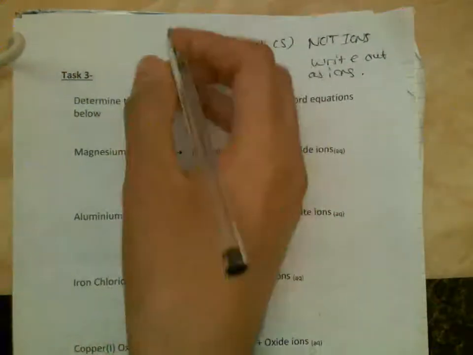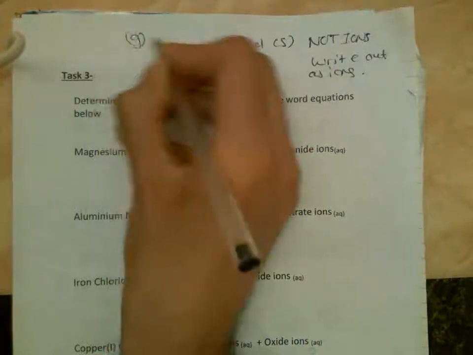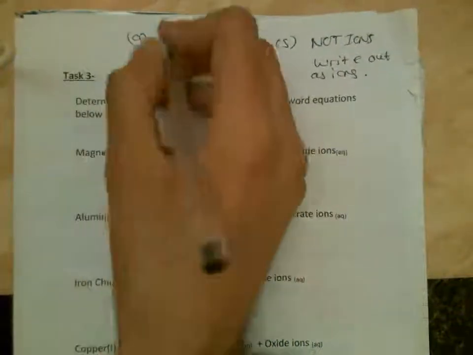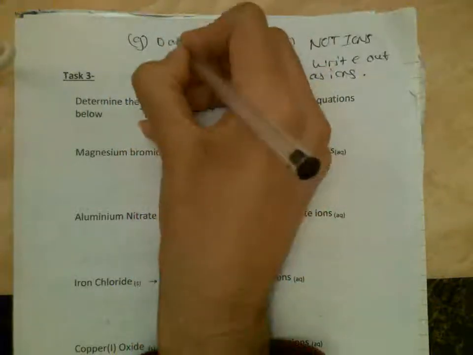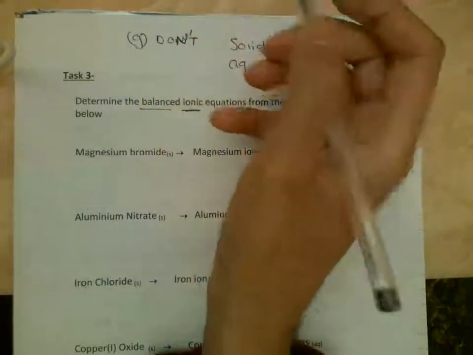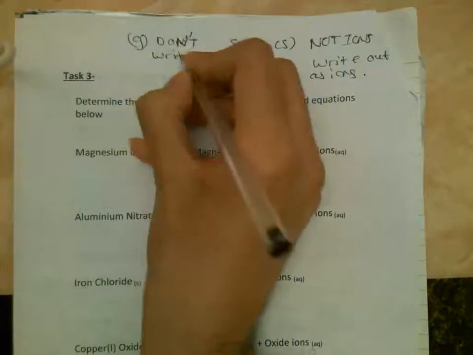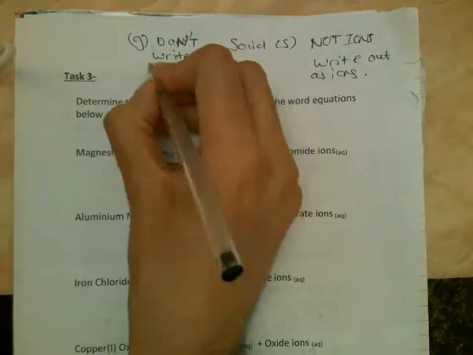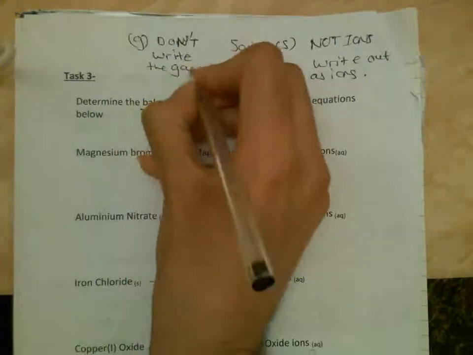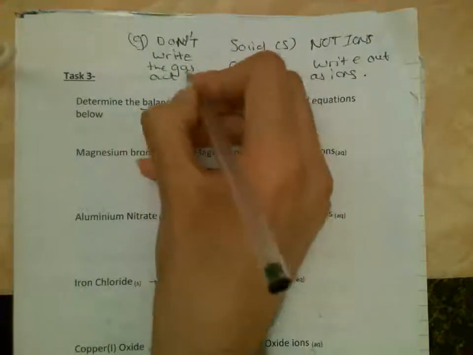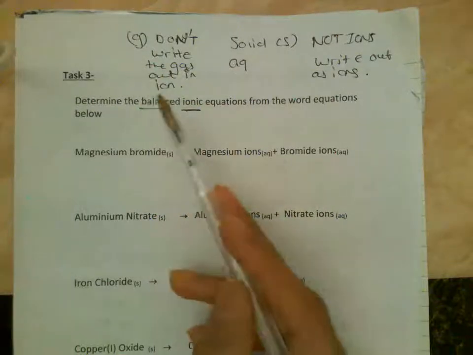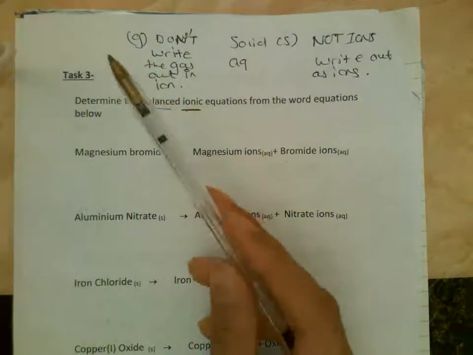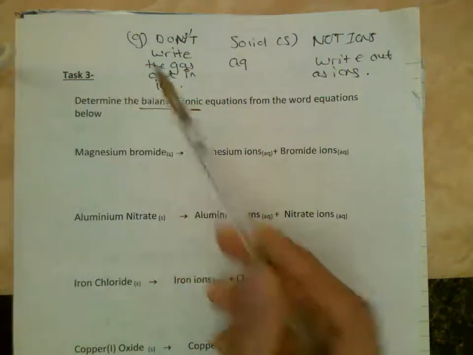Okay, anything that is gas or gaseous, we don't write the gas out in ion form. So if you see H2O gas, that's not your sign to say we're going to have 2 hydrogens and an oxide. We wouldn't do that because that's not what it is.